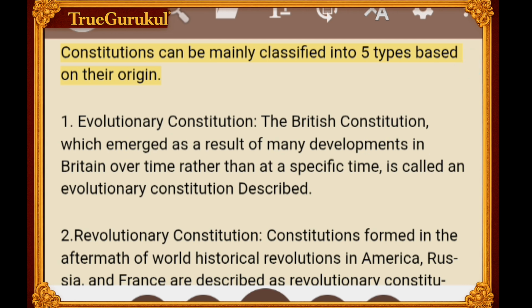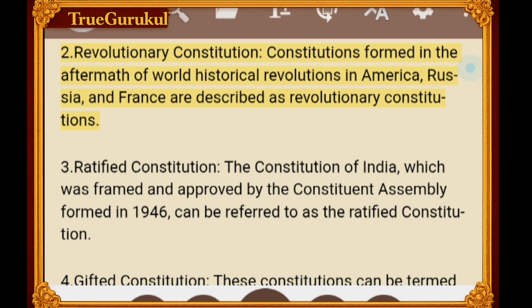Constitutions can be mainly classified into 5 types based on their origin. 1. Evolutionary constitution. The British Constitution, which emerged as a result of many developments in Britain over time rather than at a specific time, is described as an evolutionary constitution. 2. Revolutionary constitution. Constitutions formed in the aftermath of world historical revolutions in America, Russia, and France are described as revolutionary constitutions.